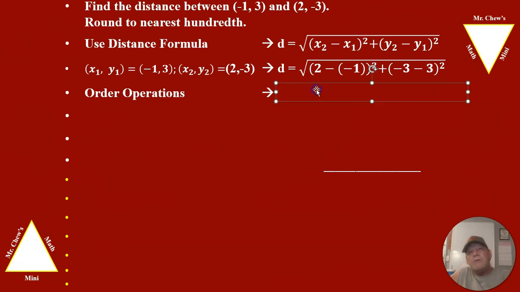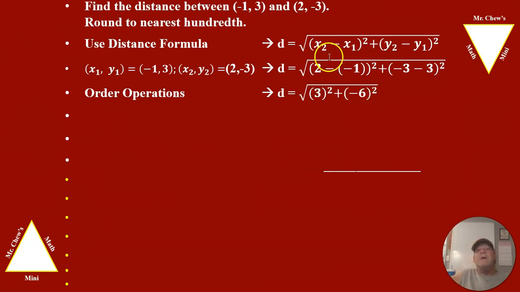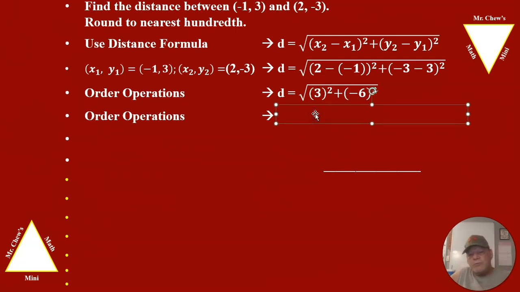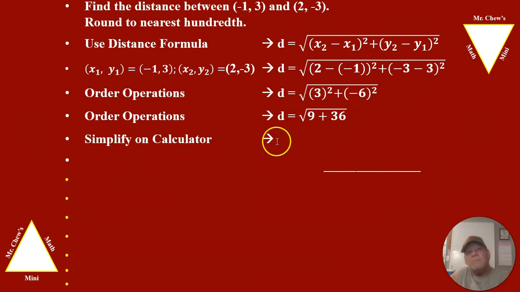All right, so now we're going to use the order of operations to do inside each parentheses first. The 2 minus -1 means 2 plus a positive 1, so that's 3 squared. And -3 minus 3 is -6, and we're going to square that. Now we're going to use the order of operations to find the square of those two numbers. And 3 squared is 9, -6 squared means -6 times -6, which is 36.